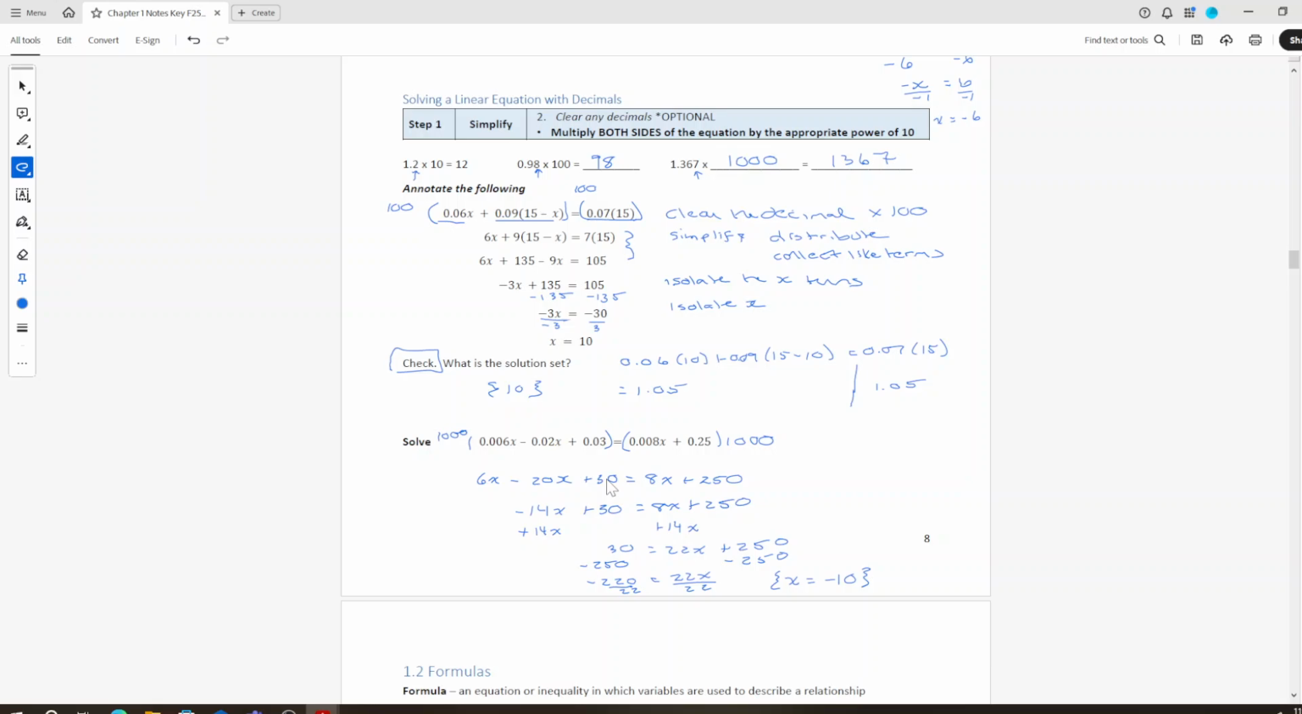And again, I don't have to declare that it's an identity or contradiction because it's a conditional equation. This equation is true on the condition that x is equal to negative 10. Awesome. Way to finish 1.1. So after this, you go and do the 1.1 questions in the assignment.